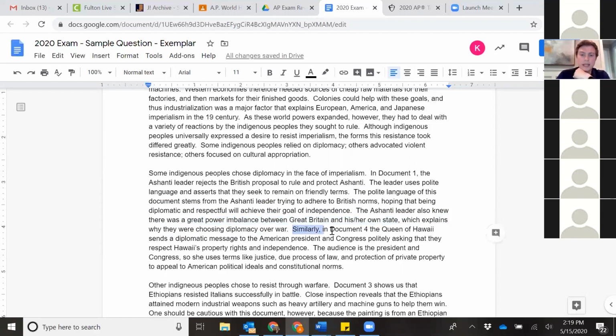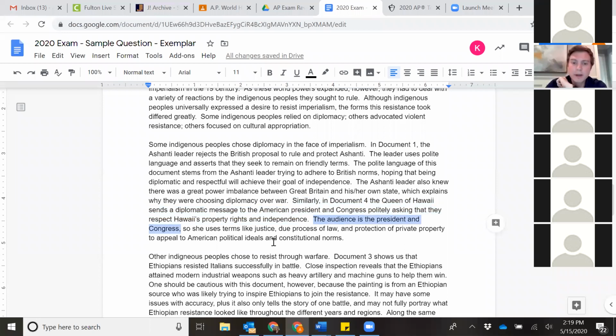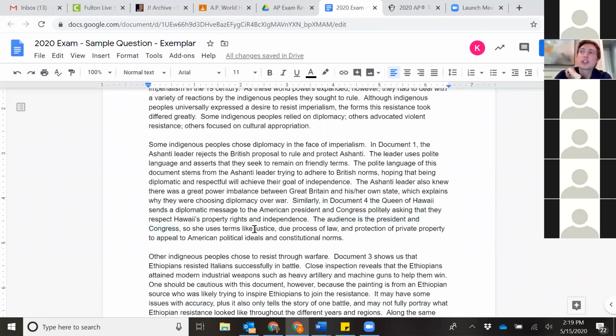Okay, similarly, in document 4, the Queen of Hawaii sends a diplomatic message to the American president and Congress, politely asking that they respect Hawaii's property and independence. Okay, why? I tried to do audience here. Who was the audience? It tells you in the source, it's the president and Congress, right? She is writing to the American president and Congress. So to me, this shaped her document because she's using words like justice, due process, protection of private property.